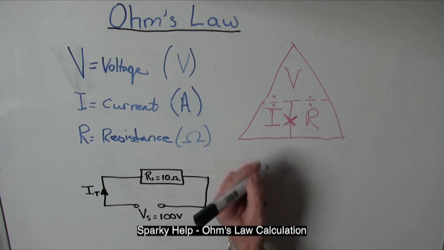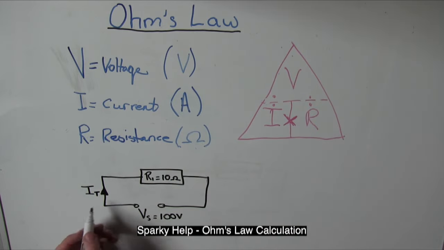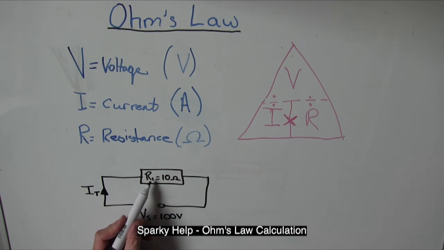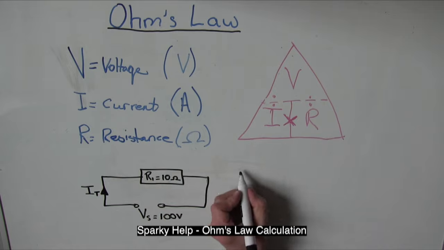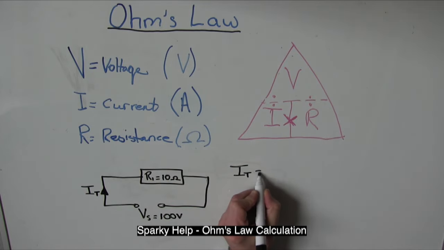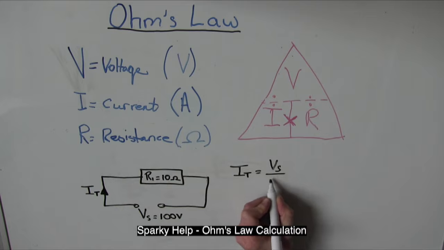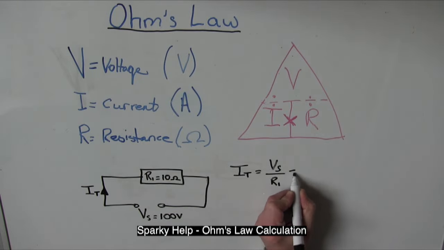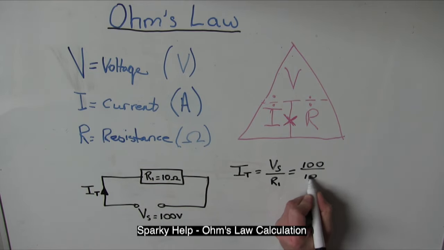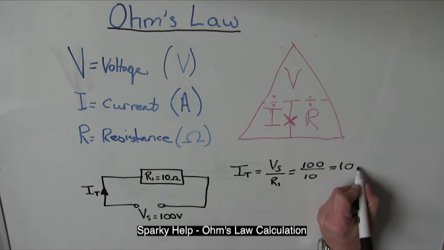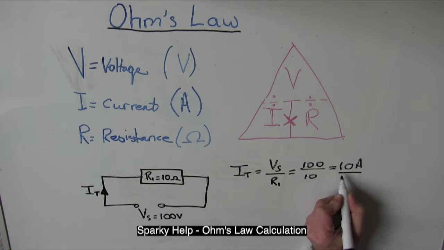Using the triangle, I is what we need to calculate, and it is IT that we're trying to work out, which is the total current. Therefore, to work out the total, it's the total resistance and the total voltage that we're going to use. V divided by R. (10 amps).